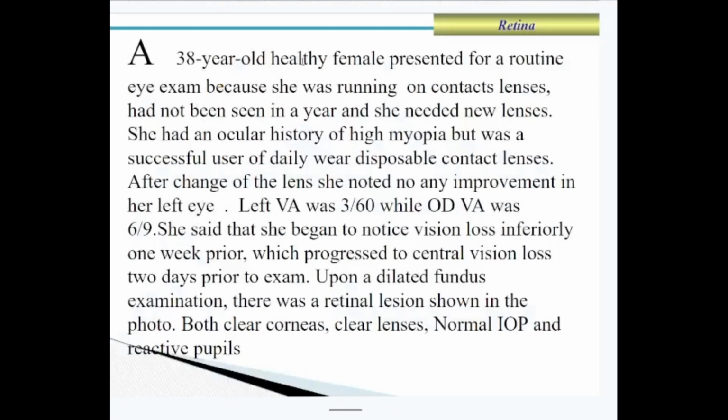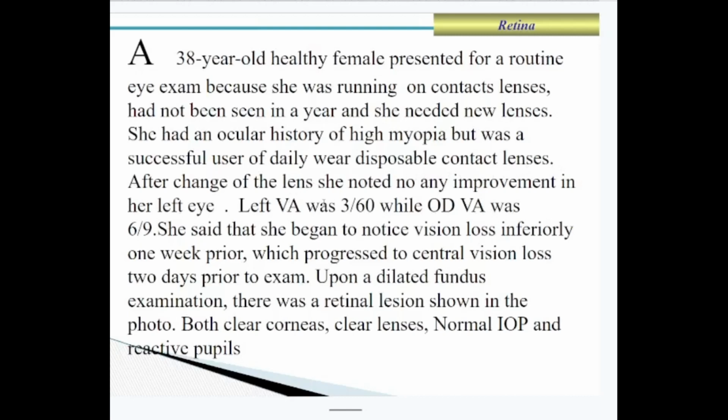A 38-year-old healthy female presented for a routine eye examination because she was running out of contact lenses that she had not seen about in a year, and she needed new lenses. She had an ocular history of high myopia but was a successful user of daily wear disposable contact lenses. After change of the lens, she noted no improvement in her left eye.